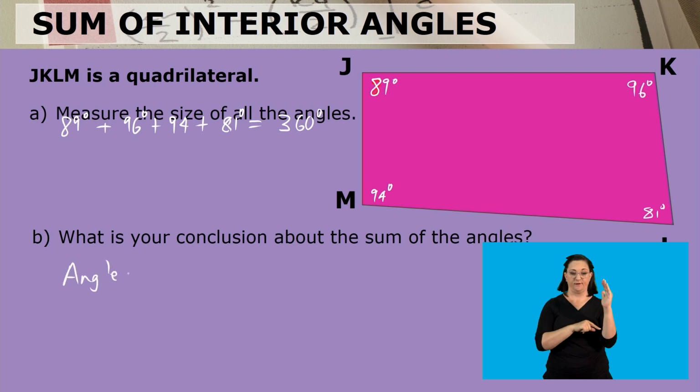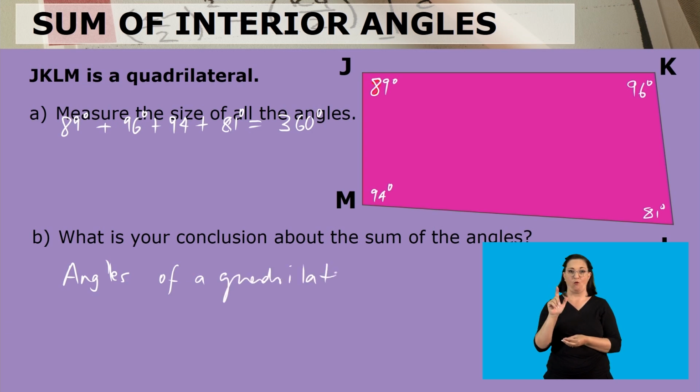So we have measured, and that is now our conclusion, that the sum of angles of a quadrilateral, sum meaning the addition of angles of a quadrilateral, equals 360 degrees. So that is our conclusion because that's what we have done.